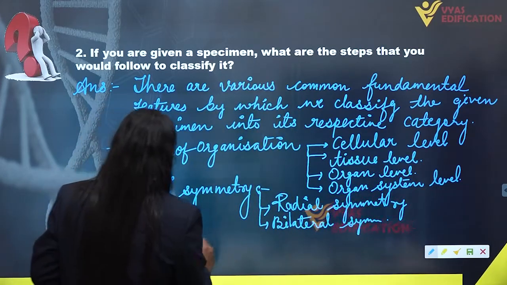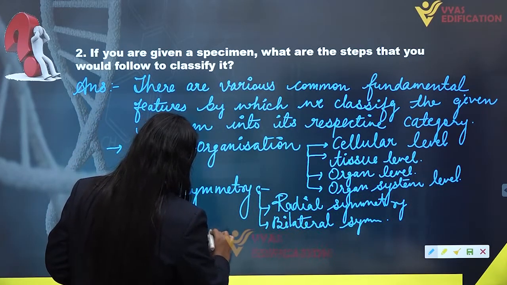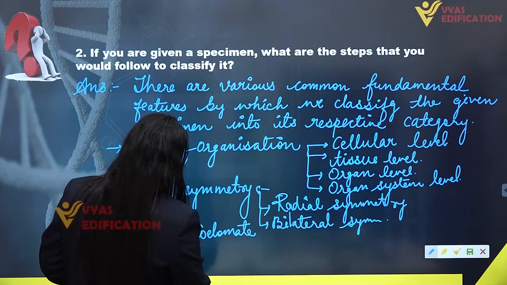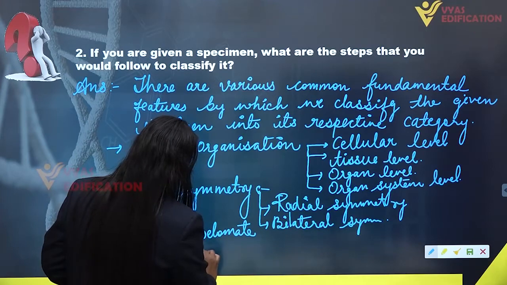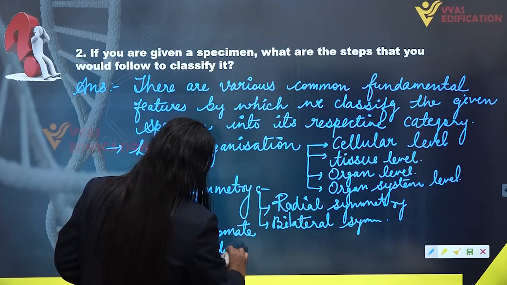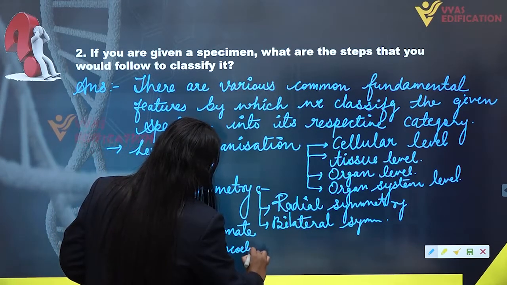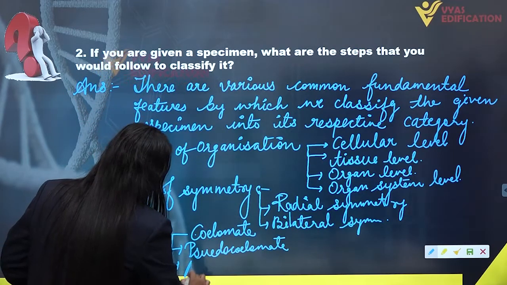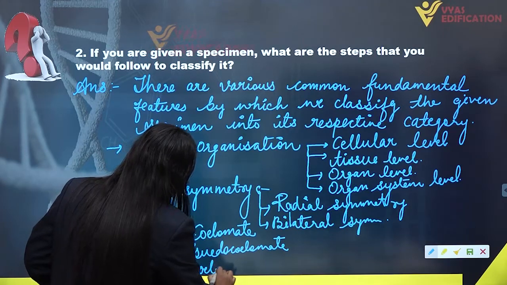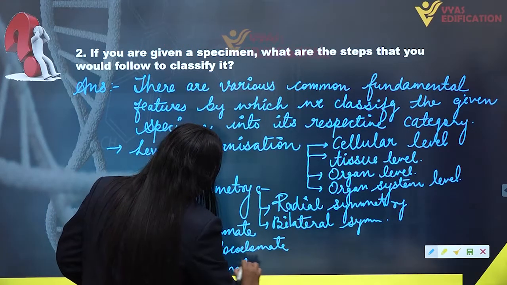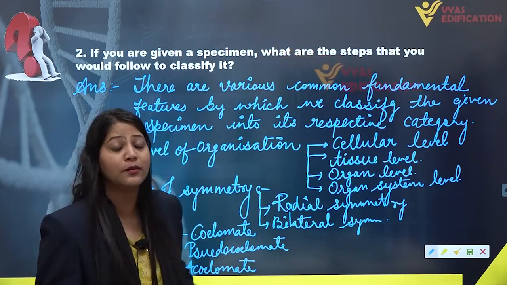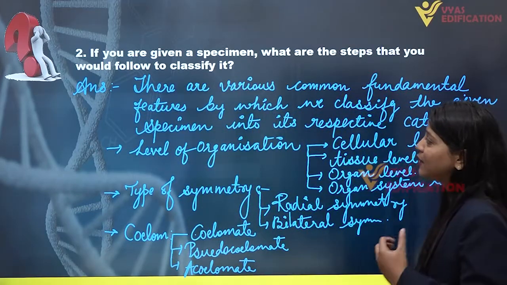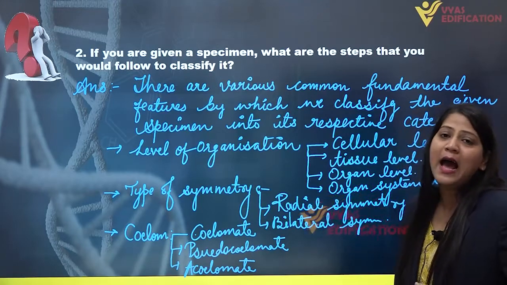So in the coelom we have coelomate animals. Next we have pseudocoelomate. And the last one is acoelomate, in which there is no cavity present between the body wall and gut wall. So this is the complete answer. This is the complete solution for question number 2 of animal kingdom.